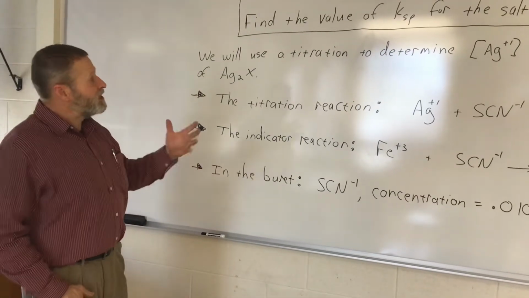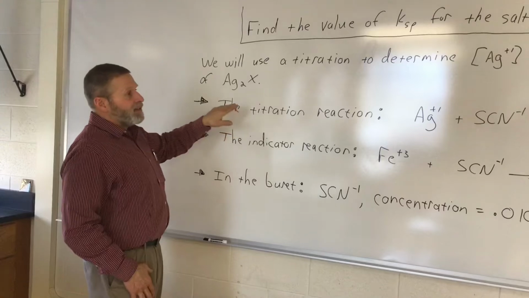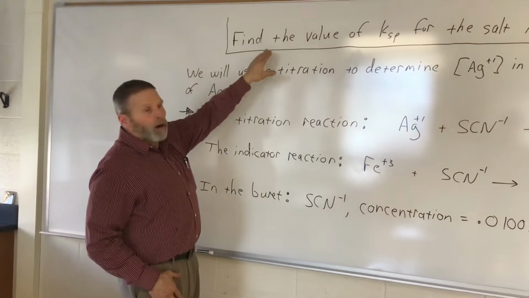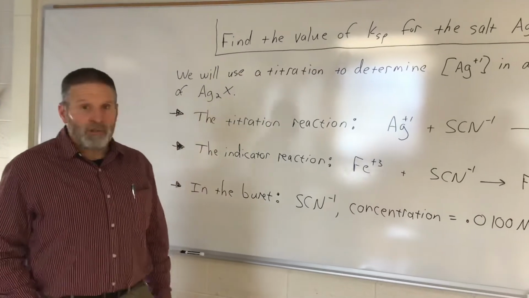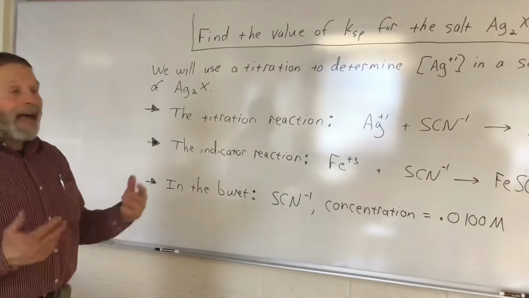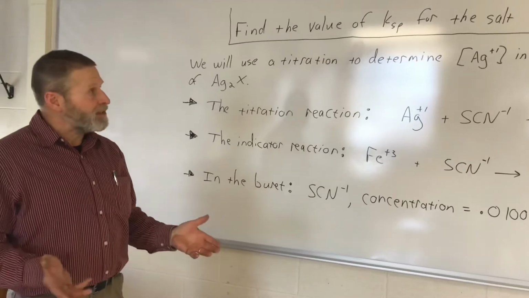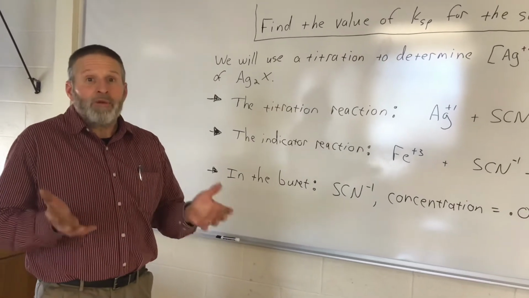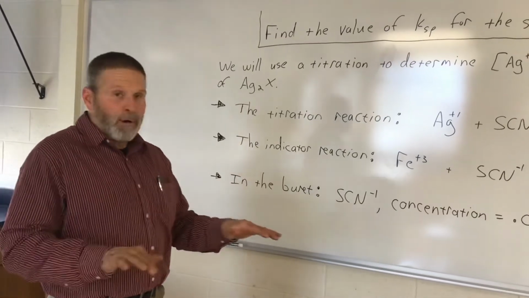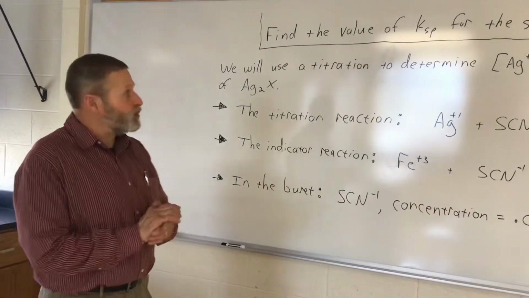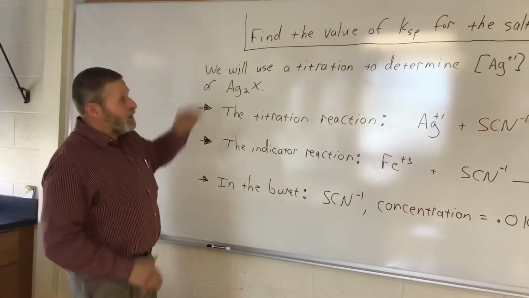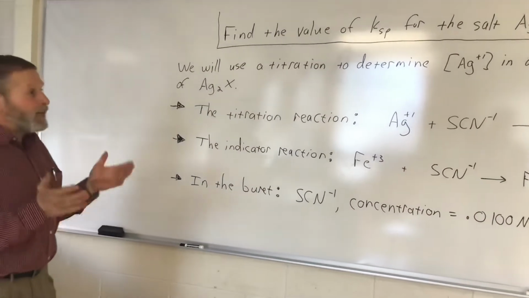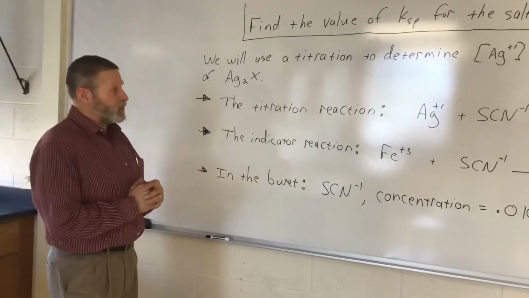So you're actually titrating the silver ions that are in solution, but those silver ions came from this salt Ag2X. There's a lot of possible identities for X. X is some -2 ion. It doesn't matter to you who X is. That is not part of this at all. You're just ultimately trying to find the KSP value for this salt.